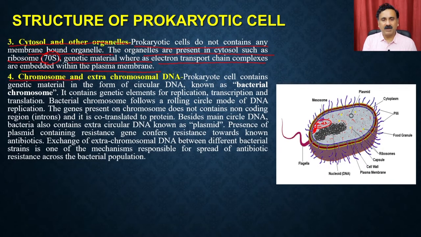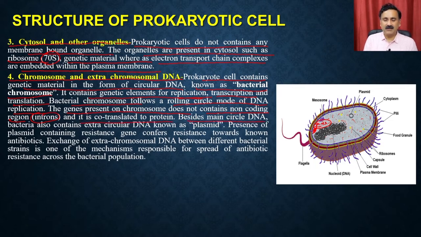Apart from that, genomic material is present in the chromosome as well as extrachromosomal DNA. Prokaryotic cells contain the genetic material in the form of a circular DNA known as the bacterial chromosome. The bacterial chromosome is different from the eukaryotic chromosome. It contains the genetic elements for replication, transcription and translation. Bacterial chromosomes follow a rolling circle model of DNA replication. The genes present on the chromosome do not contain non-coding regions called introns, and are co-translated to protein.